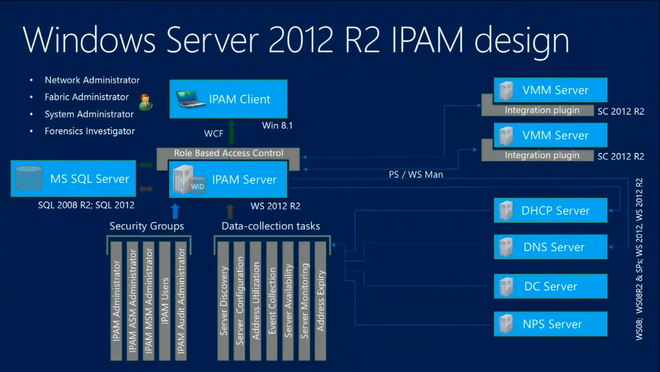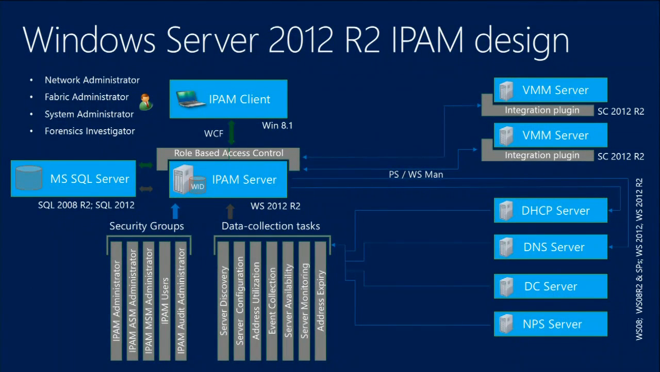The rest of this architecture remains largely the same. So the IPAM server uses PowerShell and WMI to talk to the different DHCP and DNS servers. It talks to the domain controllers to get the logon events, the user logon information, based on which it provides this IP address audit trail that I talked about earlier.